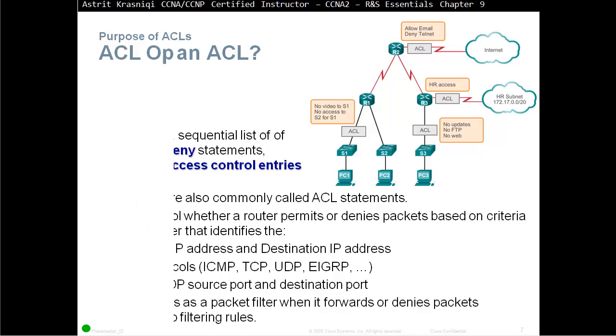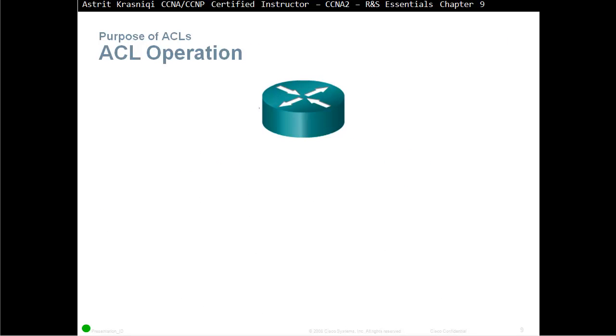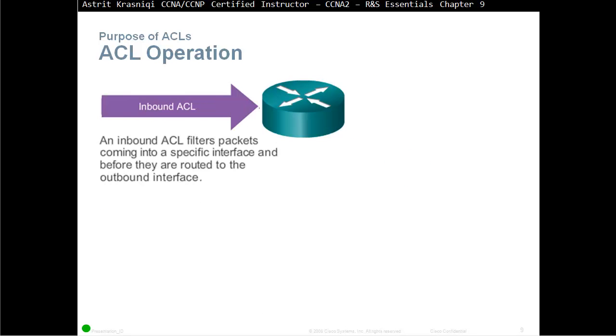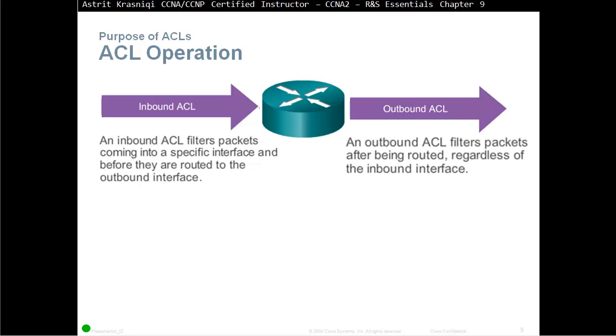ACL operation: we have inbound ACLs, access control lists applied as packets come into the router. An inbound ACL filters packets coming into a specific interface before they are routed to the outbound interface. Outbound ACLs filter packets after being routed, regardless of the inbound interface. So as the packet comes in to the router, we can have an ACL there, either permit or deny. Or we can let the packet be routed, right? And as they are leaving the interface, we can say, okay, now they are permitted or denied.